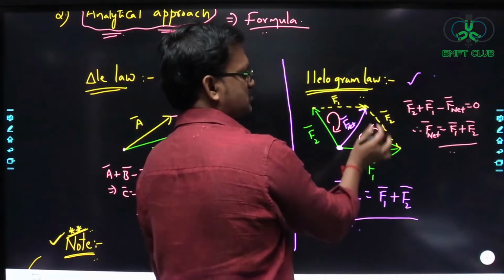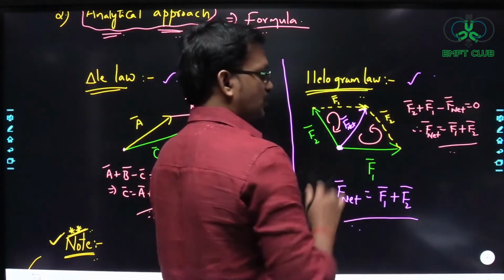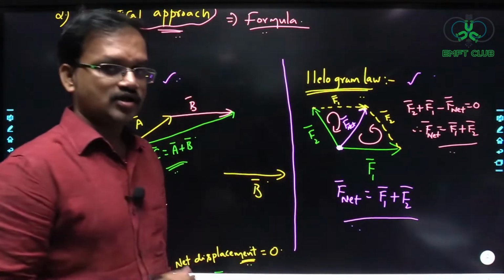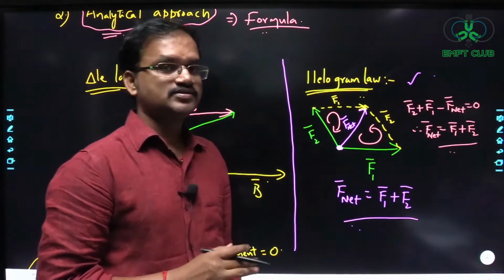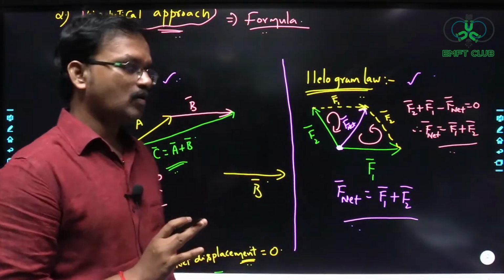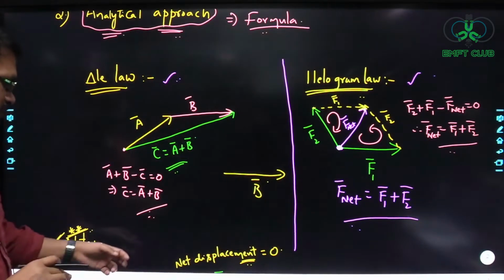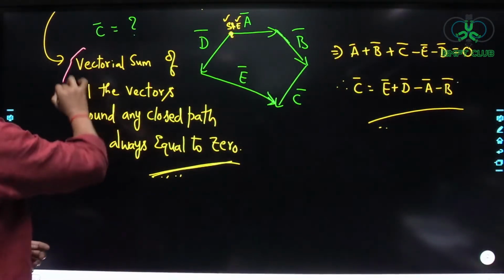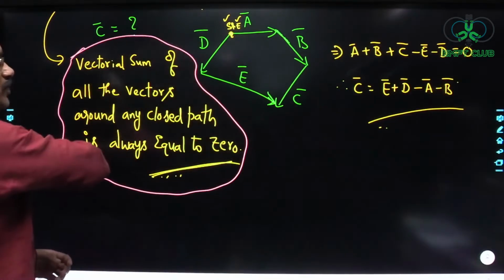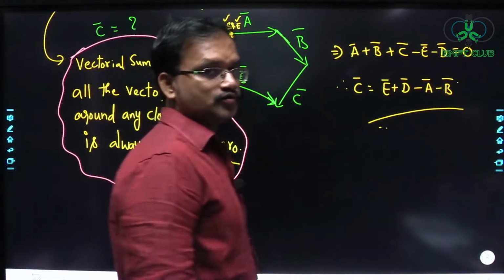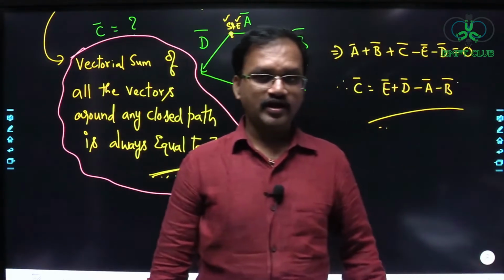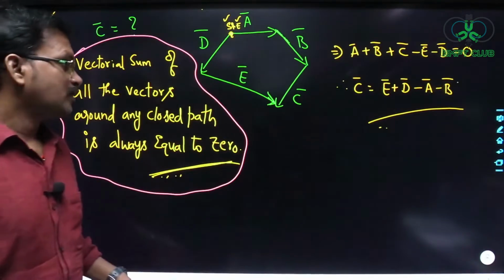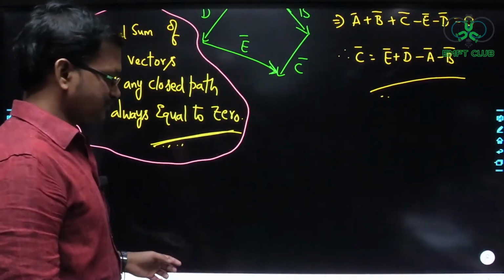Similarly, if you want, you can trace this closed path also, and you are going to get the same result: f1 bar plus f2 bar minus f net, so f net is equal to f1 bar plus f2 bar. What is important here is that the vectorial sum of all the vectors around any closed path is always equal to 0. This is very, very important.